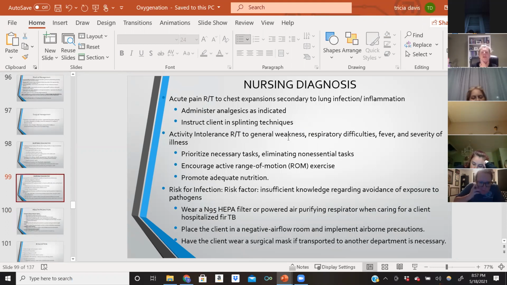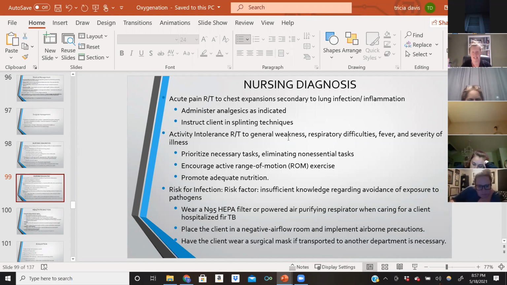We might see acute pain related to chest expansion secondary to lung infection or inflammation in the lungs. So we can administer analgesics as indicated, and instruct the client on different splinting techniques when they're coughing, to try and hold their chest. It helps minimize the pain.